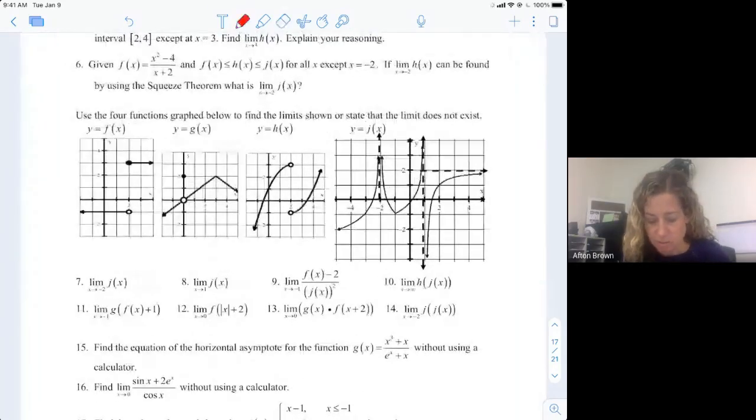Okay, what did you guys put? What is the limit? I'm gonna pick on you guys. I would do this in class, so listen for your name. I'm gonna call on some of you guys. I'm gonna pick on Cameron. Cameron, what did you get for number 7? What's the limit as x goes to -2 on the j of x graph?